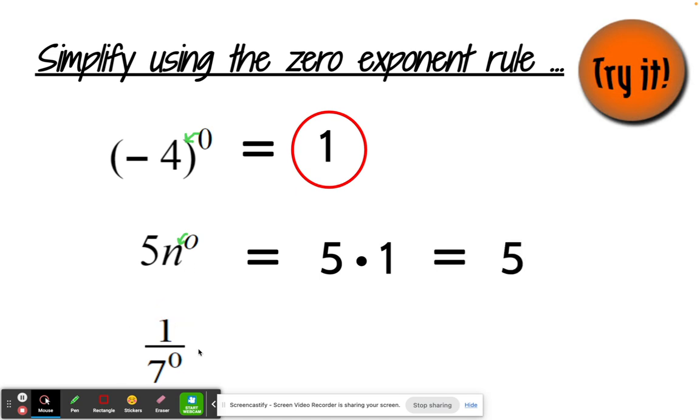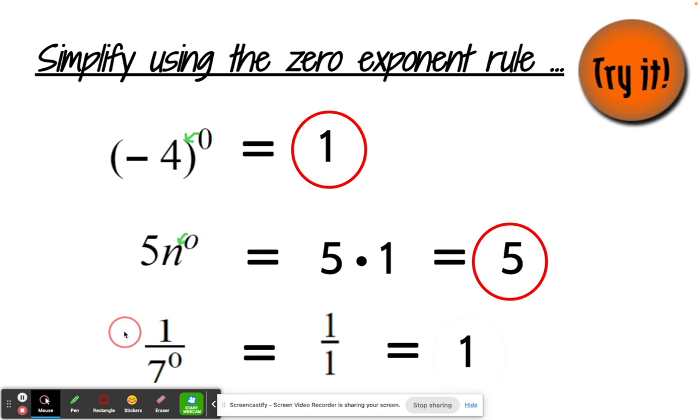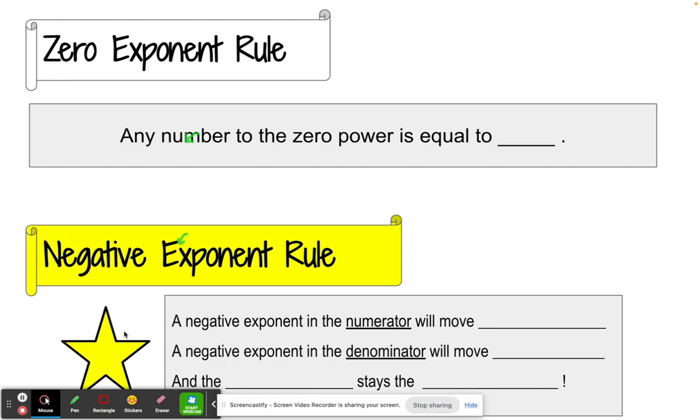In my next example, I have 7 being raised to the 0 power. So I have 1 over 1, which is just 1. So we did our first rule. Our first rule is just any number raised to the 0 power is equal to 1.